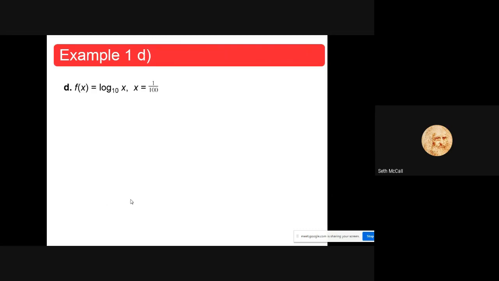The last problem in example 1 is f of x equals log base 10 of x, where x is going to be 1 over 100. So you can see I substituted 1 over 100 in for x and then proceeded to substitute y in for f of x, just like I did in the previous 3 problems. And same as the other previous 3 problems, we are going to utilize the first rule of logs that I showed you, which is how to take it from logarithmic form to exponential form.